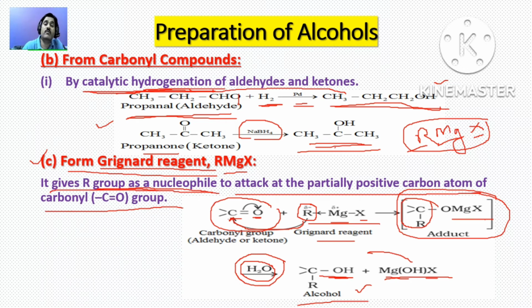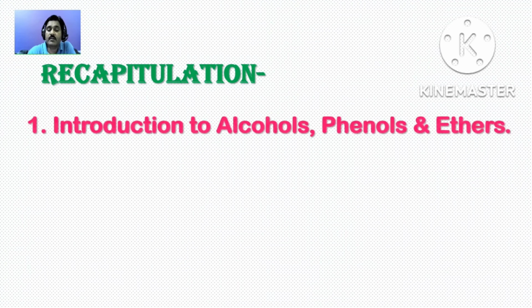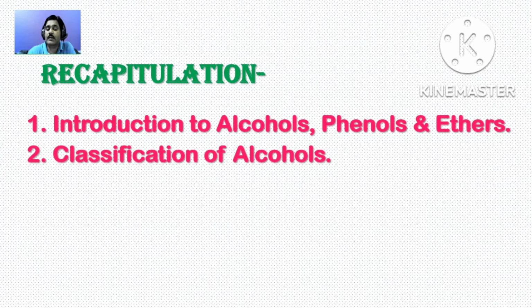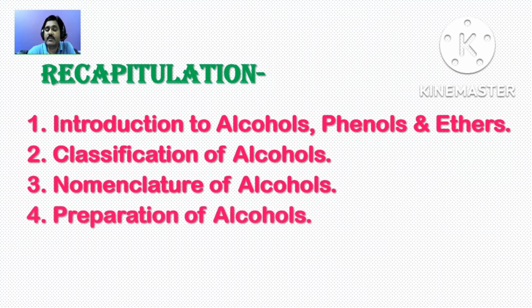Number one was from alkene. Number two was from carbonyl compounds. Number three was from Grignard reagents. Now, what did we learn today? Number one, introduction to alcohols, phenols and ethers. Number two, classification of alcohols. Number three, nomenclature of alcohols. And finally, we have learned preparation.